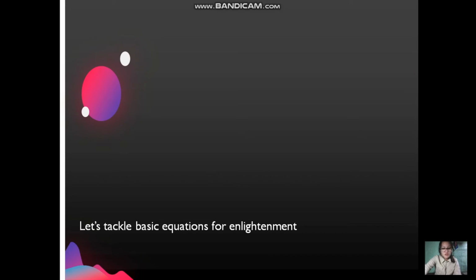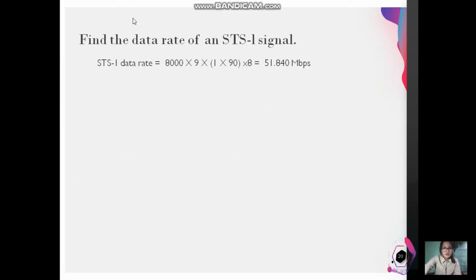Now let's clear some basic things up by explaining the data rates. Find the data rate of an STS-1 signal. STS-1, like other STS signals, sends 8,000 frames per second, and each STS-1 frame is made of 9 by 1 by 90 bytes. Each byte is made of 8 bits, so the data rate is 51.840 Mbps.